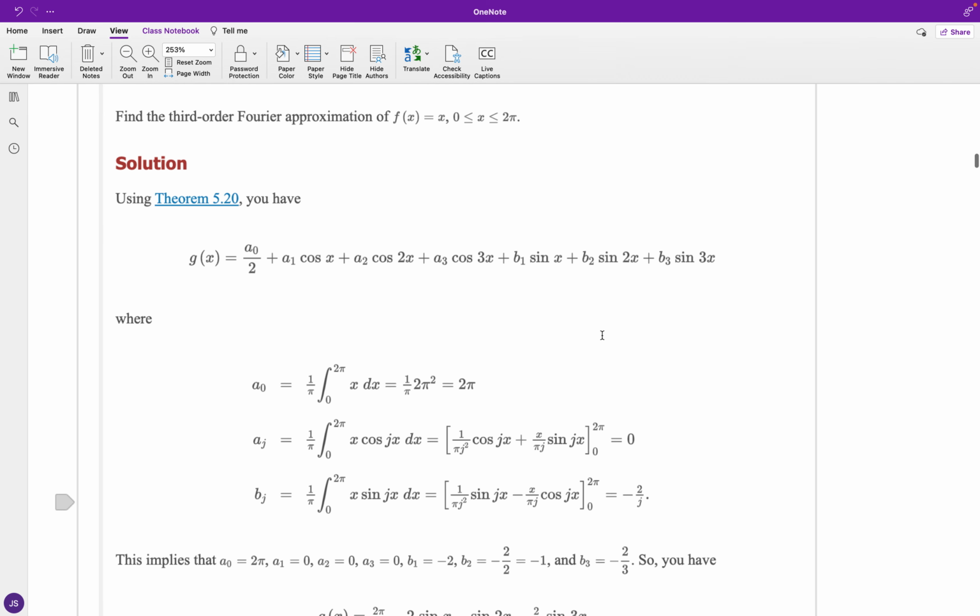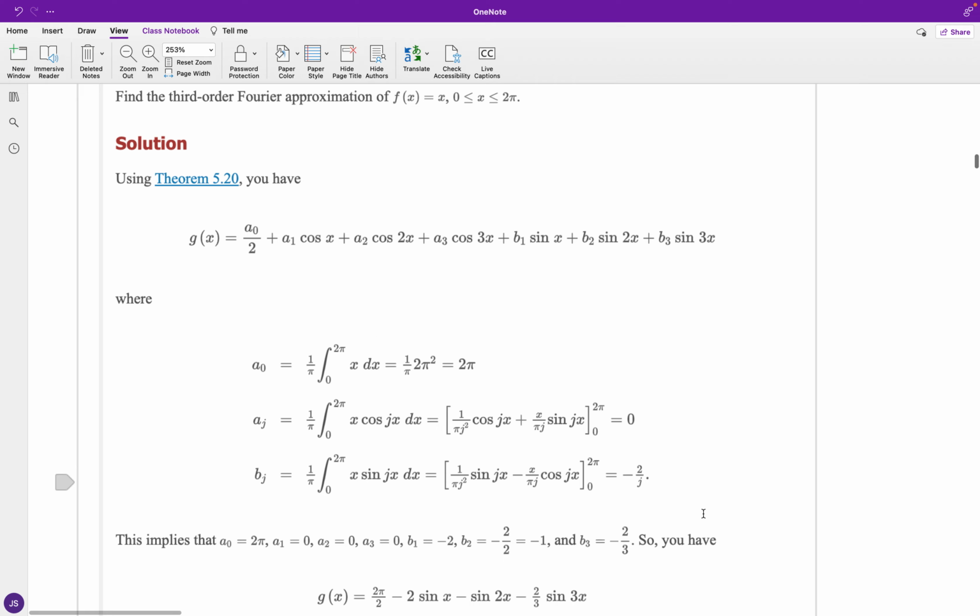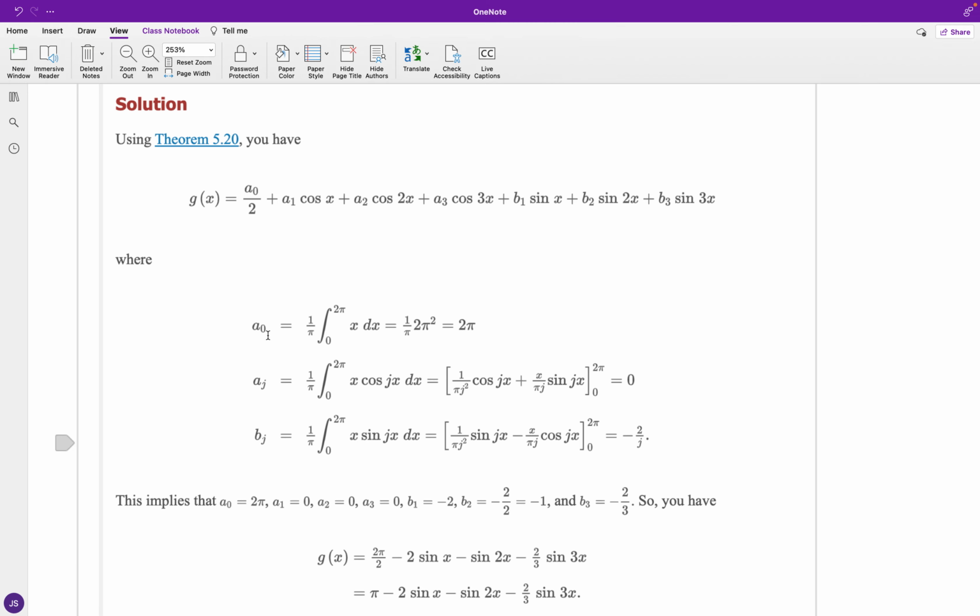Now you're going to have these integrals laid out. For a naught, that is going to be 2 pi. A sub j, working these items out, will come out to 0. B sub j, we have at negative 2 over j. And again, a naught in the function, you're going to have a naught at 2 pi divided by 2. And so that is going to come out to pi.